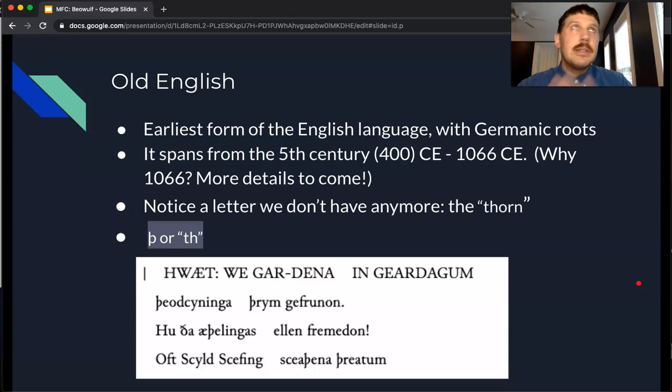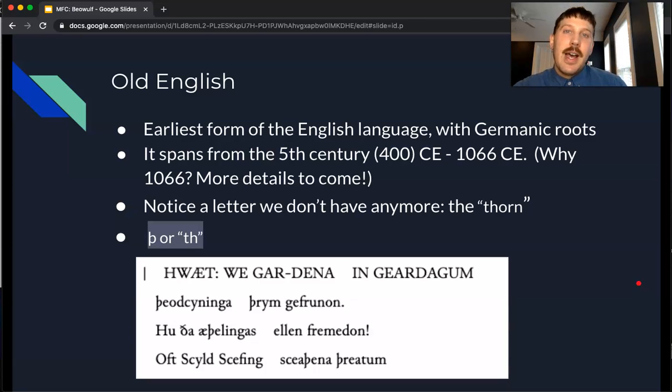When it comes to the scope of Old English, it spans from the 5th century, which is around the time the Romans left the island of England and returned back to Rome to fight their own invaders. That's around the time some new people come into England and establish this new language, up to 1066. We'll talk a lot more about that change in 1066 in weeks to come.